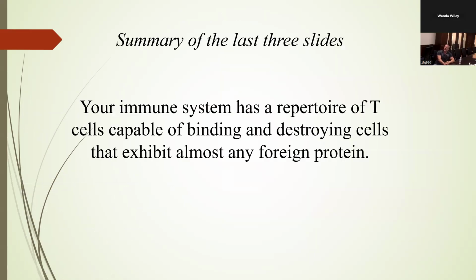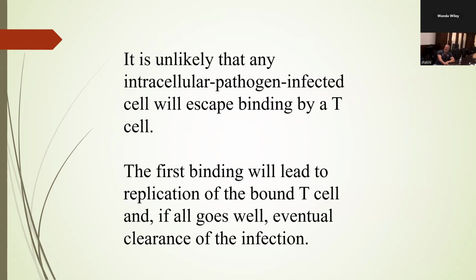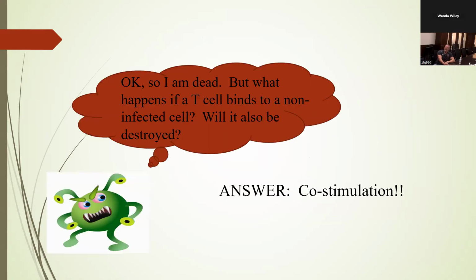Okay, so just to summarize the last 3 slides. Your immune system has a bunch of T cells that can go out and destroy almost any foreign protein that they encounter, even that Elon Musk Martian bacteria. So we've talked about, again, we're the new pathogen. You've been able to evade the innate immune response. We talked about what's going to happen with the adaptive immune response. You're going to encounter T cells. T cells are going to be able to clear the infection, hopefully.